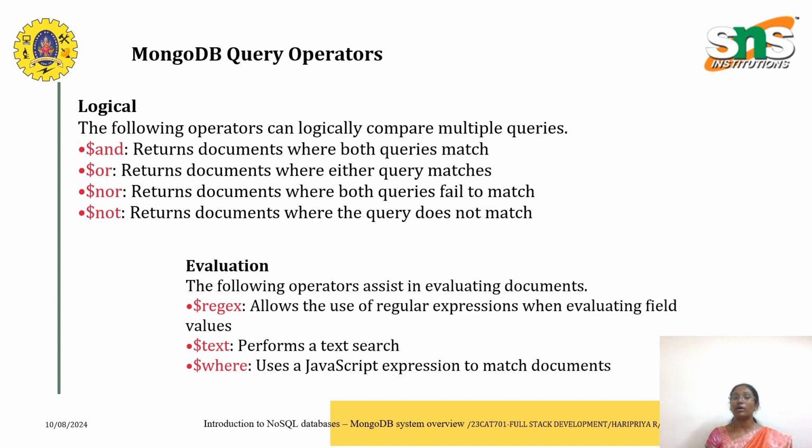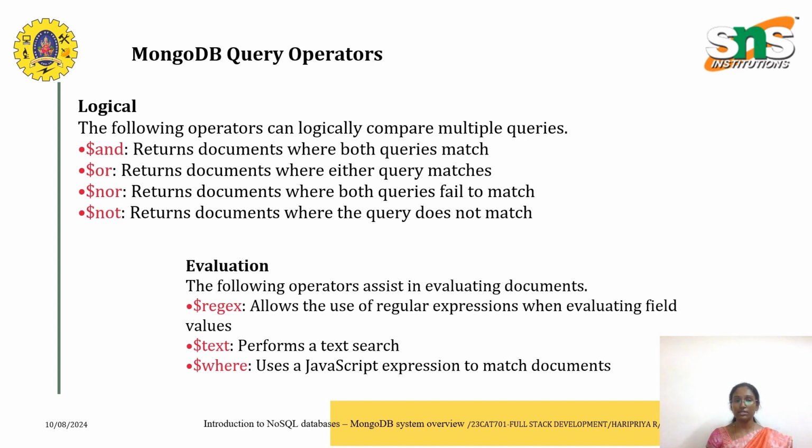So how to evaluate these particular databases means you have to use the method dollar symbol regex. It's a regular expression. Clear? It's evaluating a field in your value. So next one is dollar symbol text. Text is what you perform for searching text in your database.